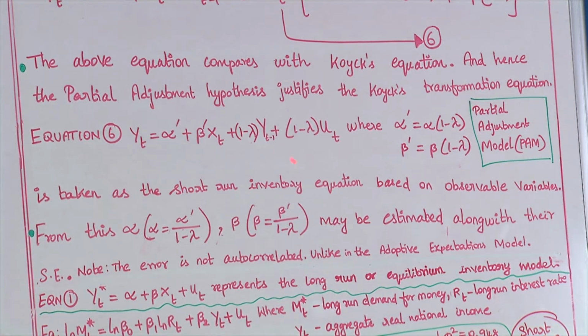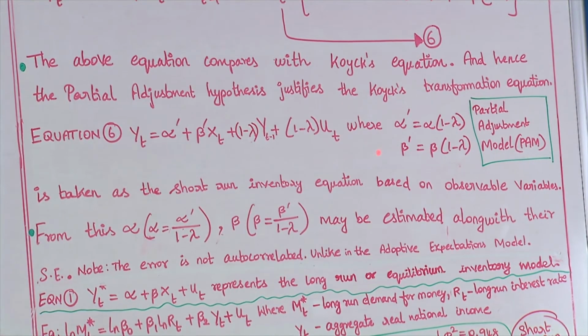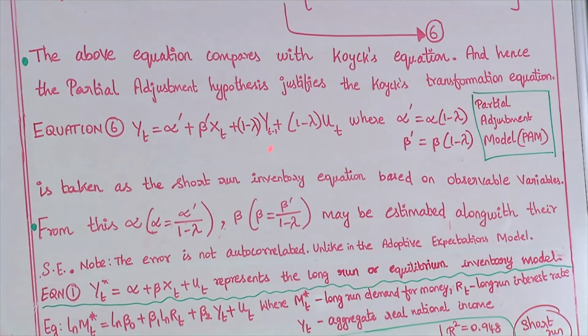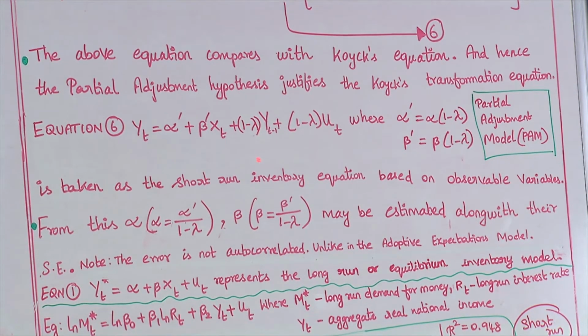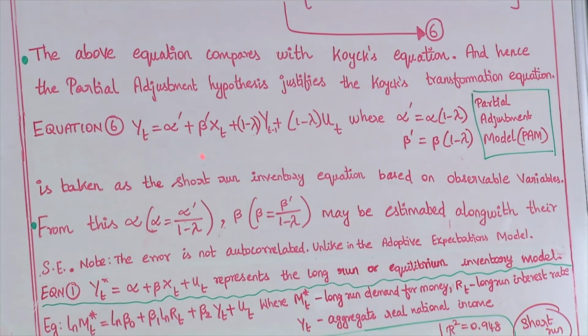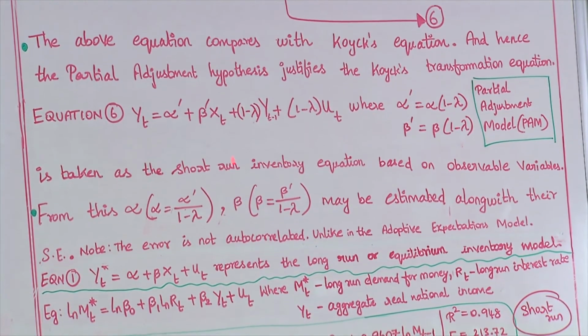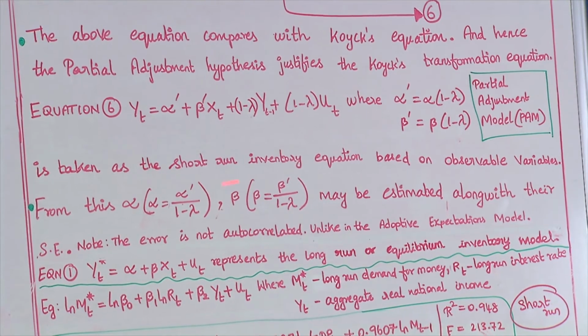In this estimation, you will not have any autocorrelation problem if ut is not autocorrelated. However, there may be some problem if yt minus 1 and ut are related. In such a case, you have to use the instrumental variable method. Otherwise, this model will not have any problem as far as OLS estimation is concerned. This equation is taken as the short run inventory equation. It is based on observable variables, so all the variables are measurable, and this model will not create any problem in the practical sense.